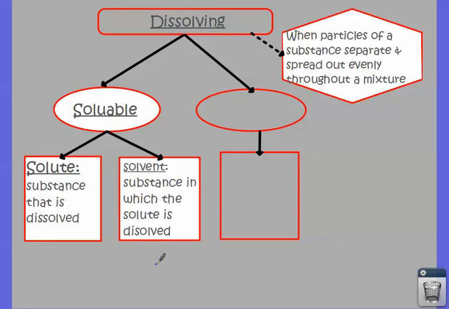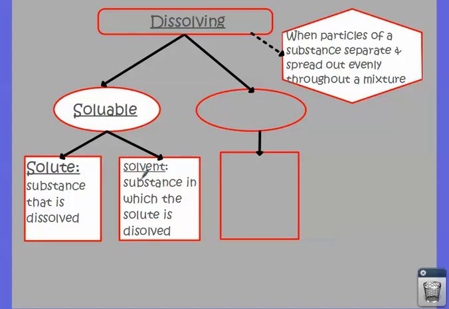All right, when we talk about creating solutions, we need to talk about dissolving, and this is just when the particles of a substance spread out evenly or relatively evenly throughout another material. If something is capable of doing this, it's referred to as being soluble. When we're talking about dissolving, you have a solute, which is the substance that is dissolved, and then you have the solvent, which is the substance in which the solute is dissolved.